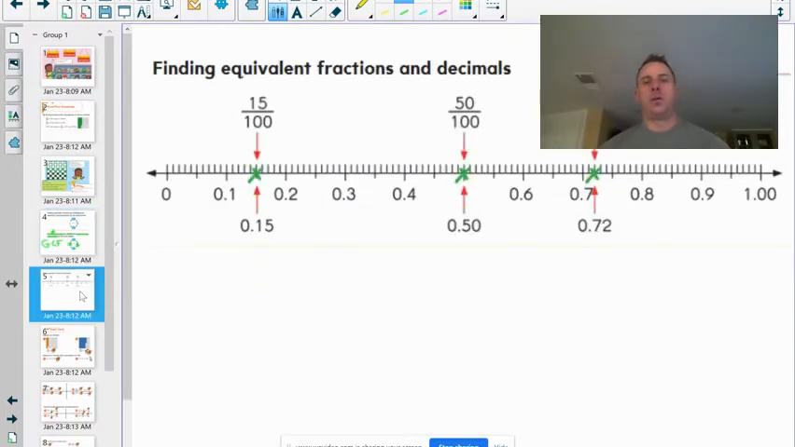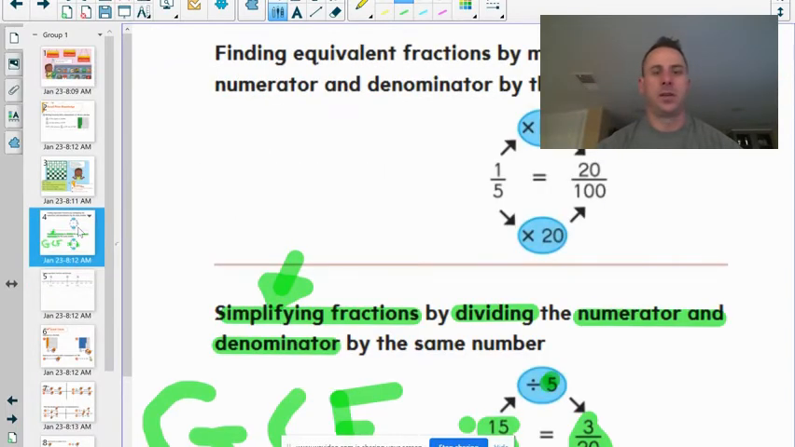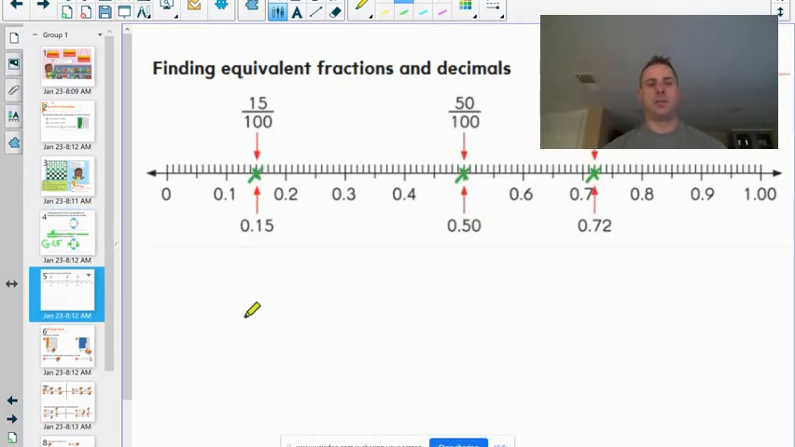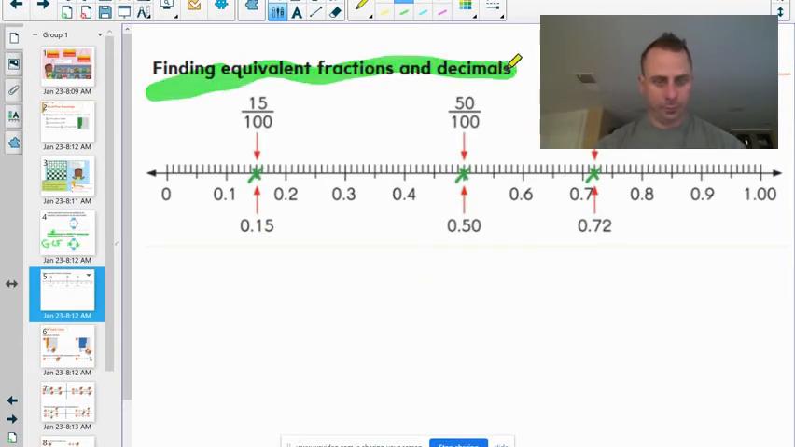All right, so we're looking at the decimal connection. Here, back, we're looking at fractions. Now we're looking at decimals. Finding equivalent fractions and decimals. So here's a decimal number line starting at 0 and ending at 1 whole. And then everything that comes in between. The first number they're looking at is 15 hundredths.